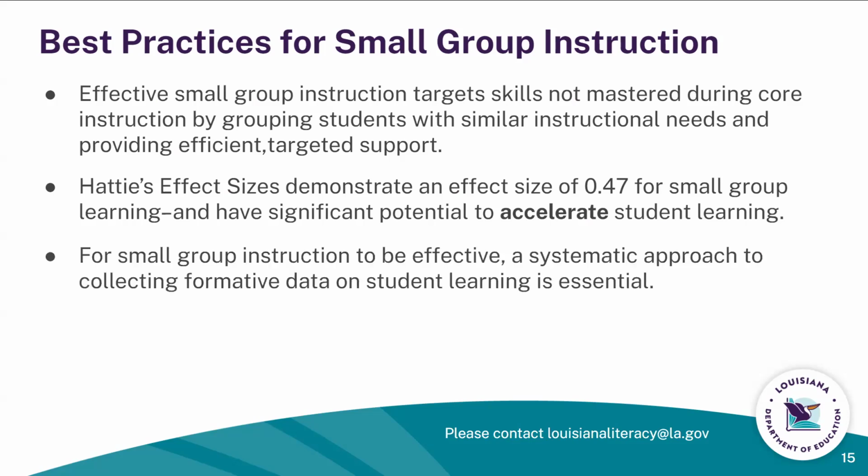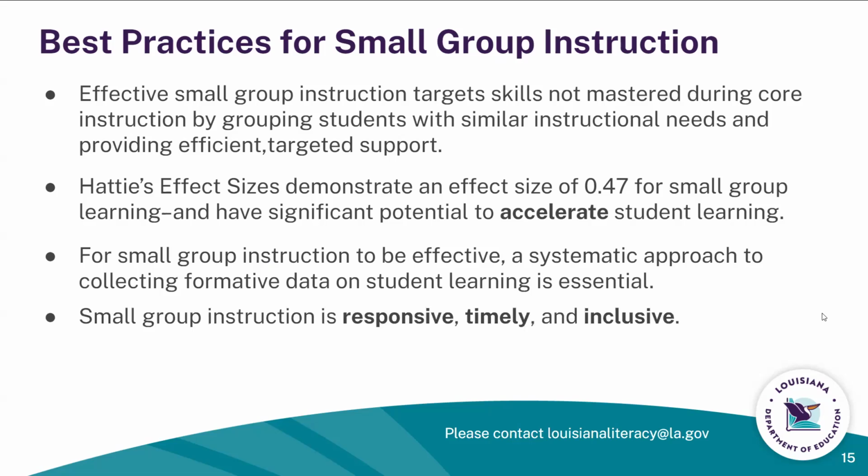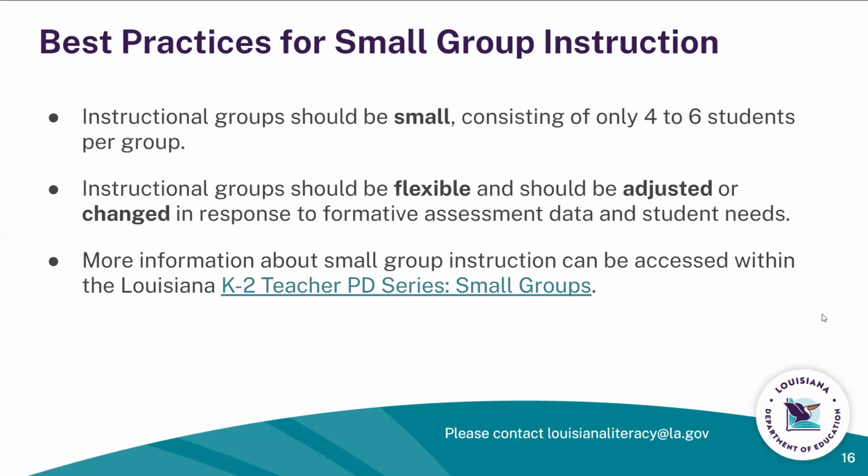For small group instruction to be effective, a systematic approach to collecting formative data on student learning is essential. Small group instruction should be responsive, timely, and inclusive. Instructional groups should be small, consisting of only 4 to 6 students per group. Instructional groups should be flexible and should be adjusted or changed in response to formative assessment data and student needs. More information about small group instruction can be accessed within the Louisiana Literacy Library with the K2 Teacher PD series, small groups.